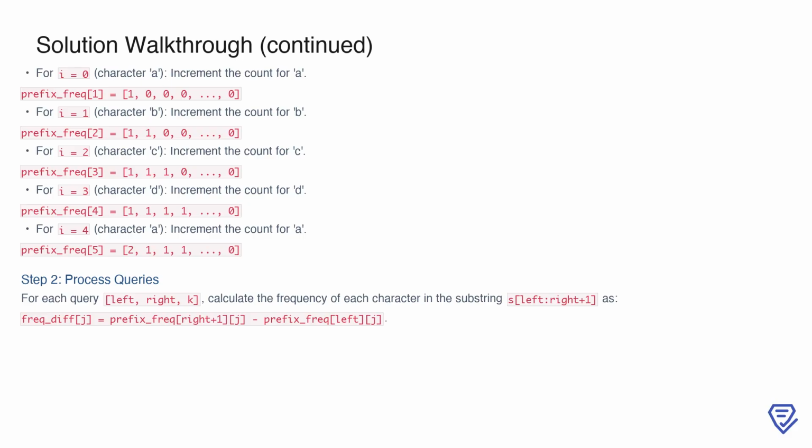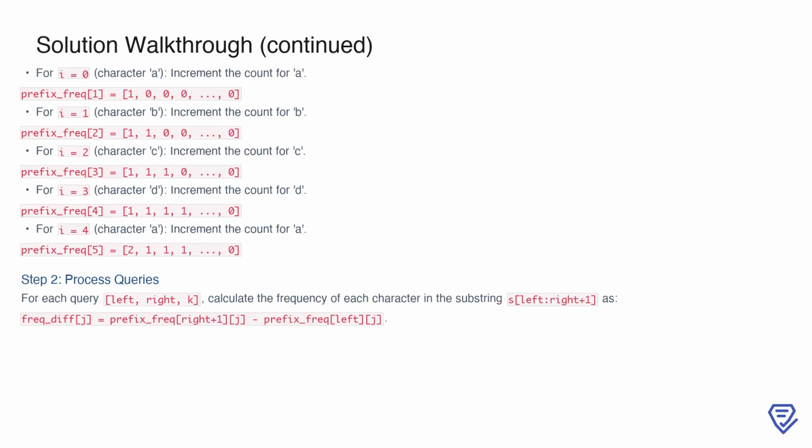For the first character A, the count for A becomes 1, giving us 1, 0, 0, 0, 0. For the second character B, the count for B increases to 1, resulting in 1, 1, 0, 0, 0. Continuing this process for C, D, and the final A, we update the array to reflect the cumulative counts, 2, 1, 1, 1, 0. This array now allows us to calculate the frequency of each character in any substring efficiently.